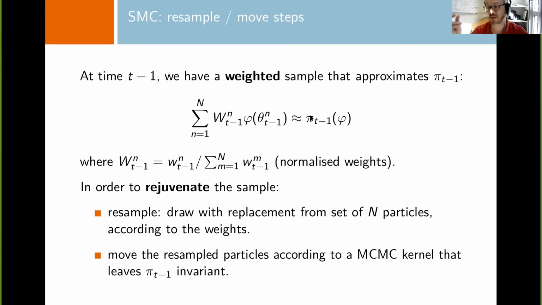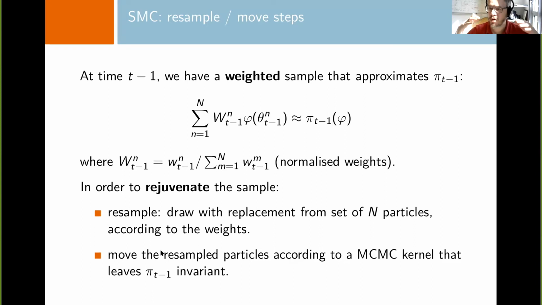To go to the next stage, what you do is that you're going to resample, which means drawing with replacement according to the weights. And then each particle will be moved according to an MCMC kernel that leaves pi t-1 invariant. So because of lack of time, I will just call on your intuition. It's quite intuitive that if this weighted sample approximates pi t-1, each operation will be such that you still approximate pi t-1, yet doing the resampling step, you're going to kill the particles with low weights and reproduce many times those with a large weight.